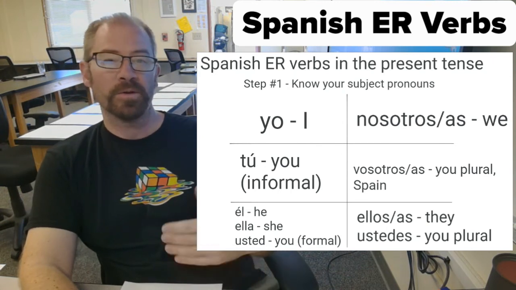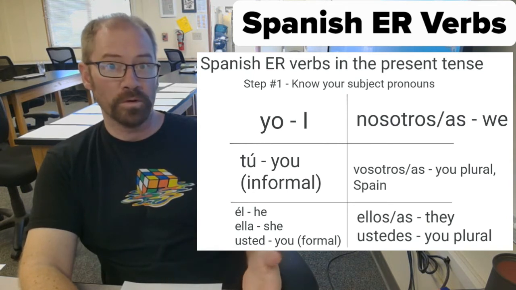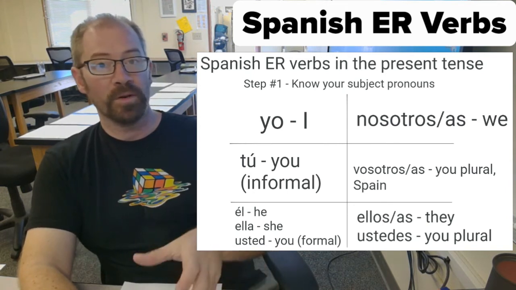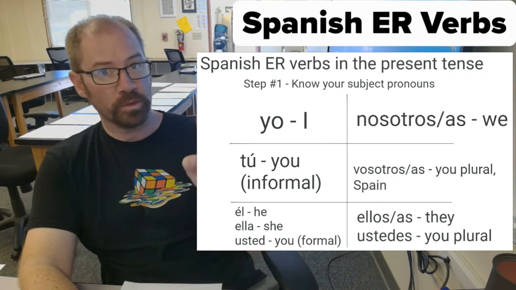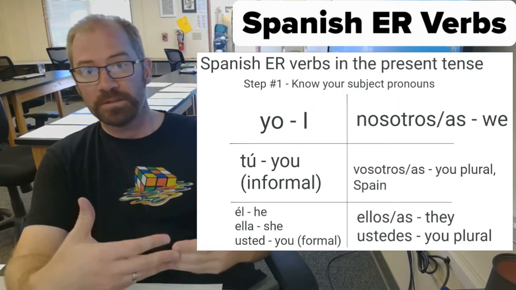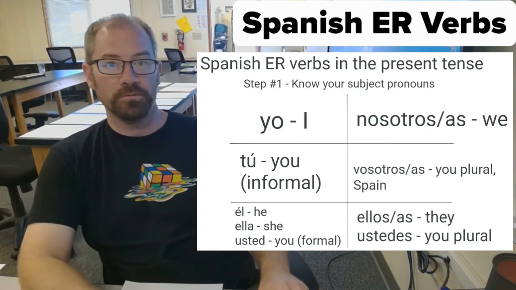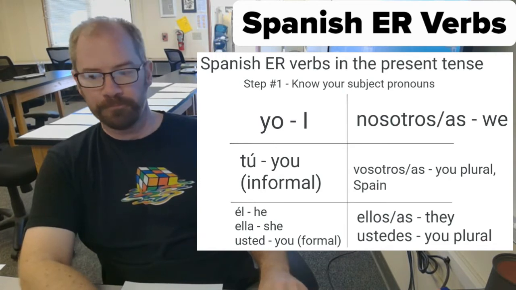Lastly, I'm talking about a thing, like maybe the information or the door. You want to put it into the bottom left, like in the he, she spot, because it's just one thing. And if I'm talking about multiple things, like the houses or the cars, those would go into the bottom right category when you're choosing your appropriate verb ending.